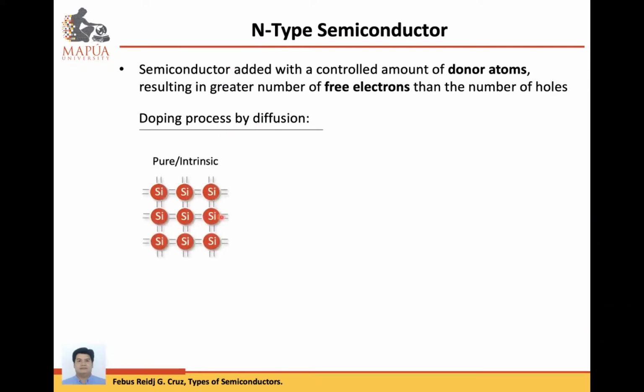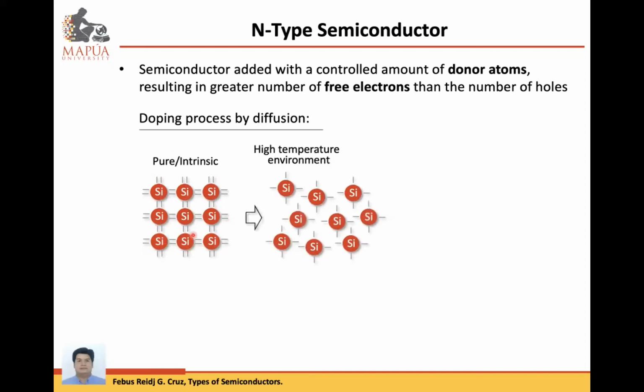So let's say this is our pure or intrinsic silicon material. We are going to place the silicon wafer in a furnace or oven, subjecting it to a very high temperature. So the surface of the silicon wafer will melt, or at the atomic level, we can say that the covalent bonds are separating from one atom to another. So lumuluwag, no? Kumakalas yung covalent bonding natin.